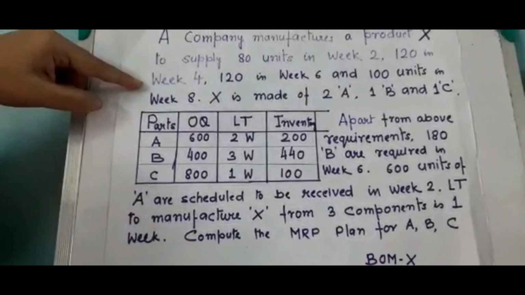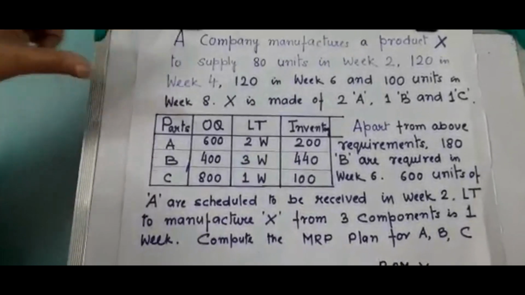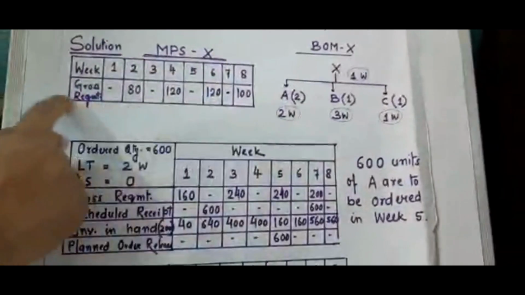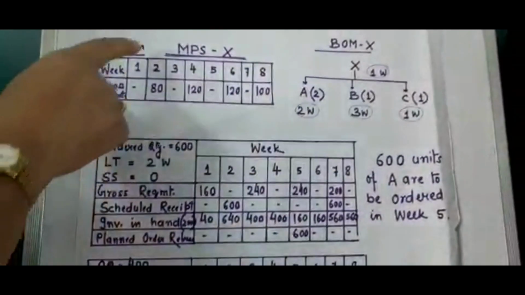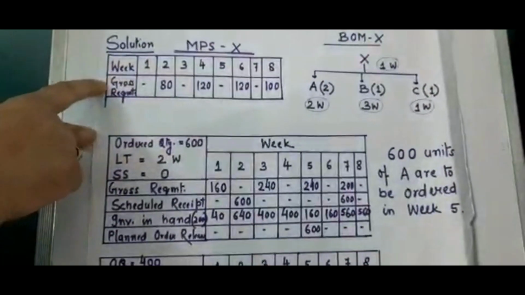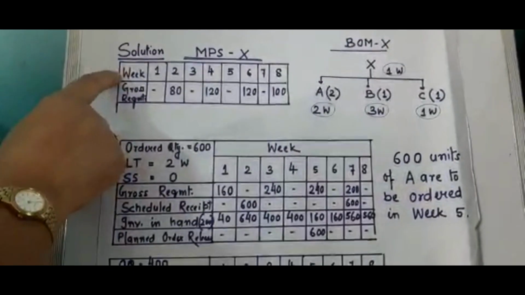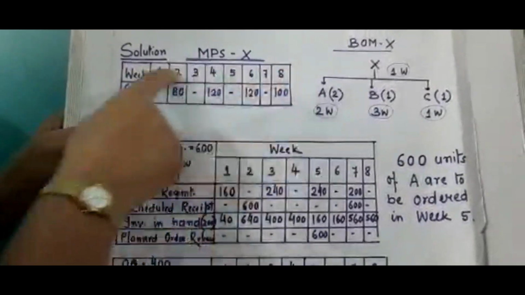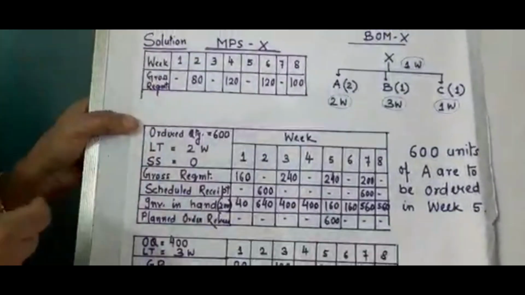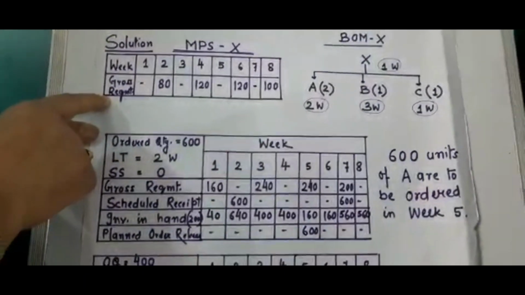Now, here we are given that. So let's see how the MPS for X is to be designed first. So this is the MPS, master production schedule, for product X. Now it is given week wise, so we have been given information for 8 weeks. So here we have written weeks, and we have designed the MPS for 8 weeks.